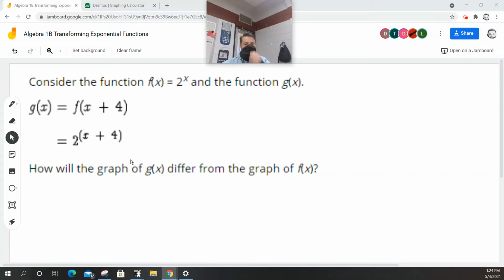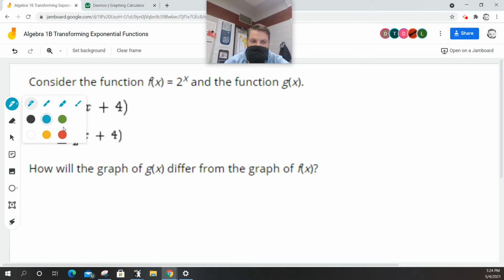So now for this one, it says f of x is 2 to the x. So f of x is 2 to the x. And then g of x is f of x plus 4.